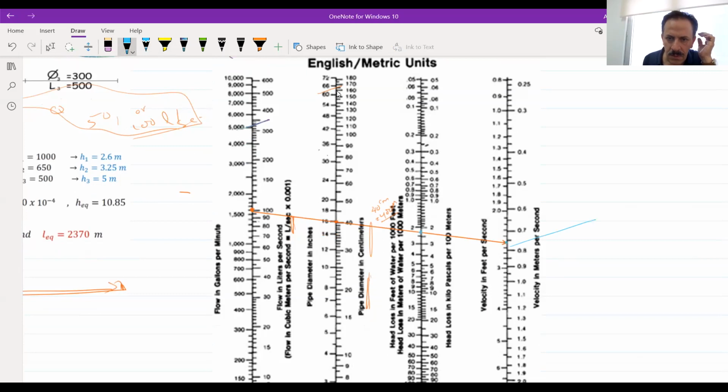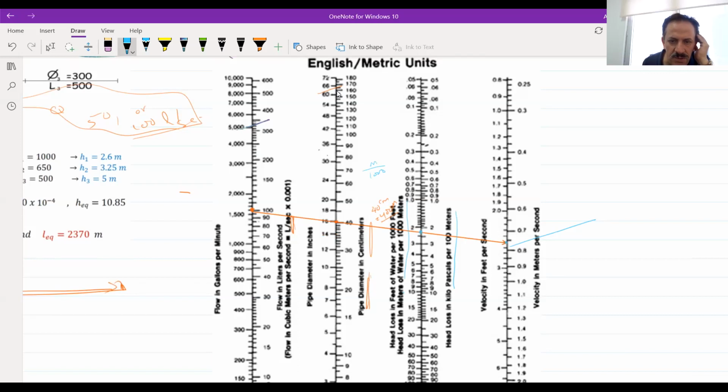S and H. Yeah, very good. So this is the velocity and this is the S, and I want to see how much will be kilopascal per 100 meter, or it will be, look at this one, it will be head losses in meters of water per 1,000 meters of the lake. So this is meter per 1,000 meter.